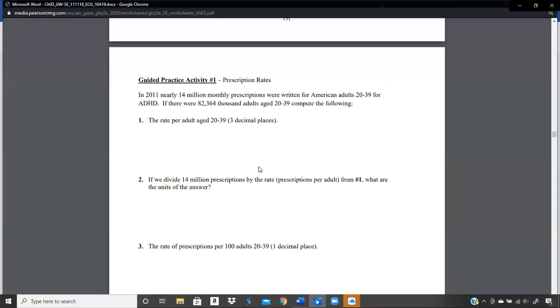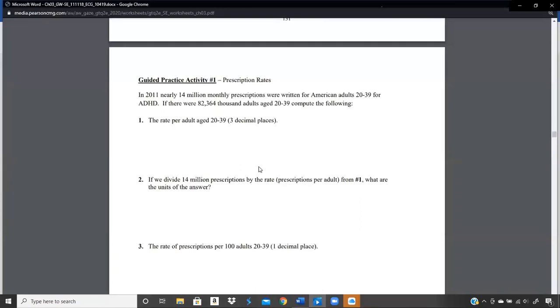So we're going to work on this together. In 2011, nearly 14 million monthly prescriptions were written for American adults aged 20 to 39 for ADHD. If there were 82,364,000 adults aged 20 to 34, compute the following. The rate per adult aged 20 to 39 with 3 decimal accuracy. Then if we divide 14 million prescriptions by the rate from number 1, what are the units of the answer?